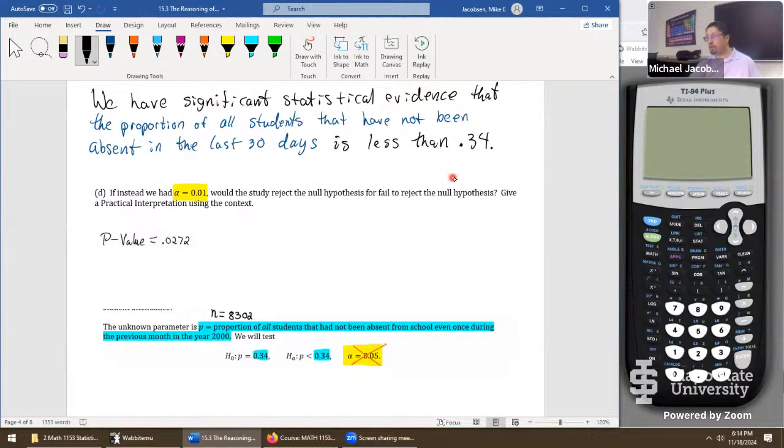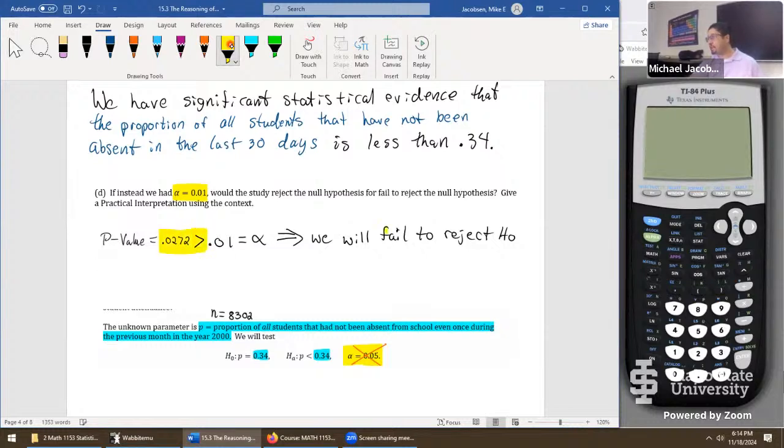Well, we would say here that 0.0272 is bigger than 0.01 equals alpha. And that would imply very next, we will fail to reject H naught. The failing to reject is from this part right here. Our p-value is greater than alpha, so we can't reject the null hypothesis this time at all. Does that make sense to folks on this one?